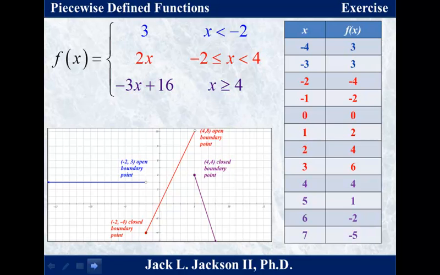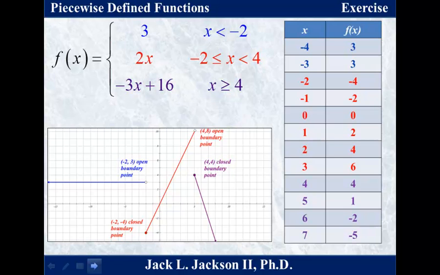The first piece is actually a constant function, so it is a line, but it's a horizontal line. And the next piece is going to be a part of a line. So we had part of a horizontal line to start with. We have part of a line with slope 2, positive slope line there, for the red piece. And the purple piece is a line, part of a line, with the slope of -3.